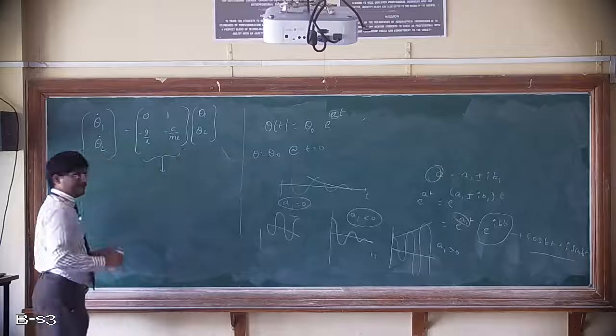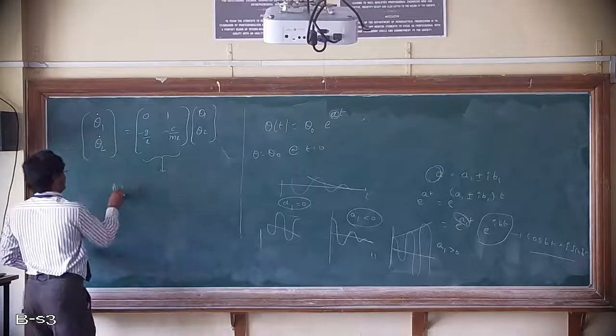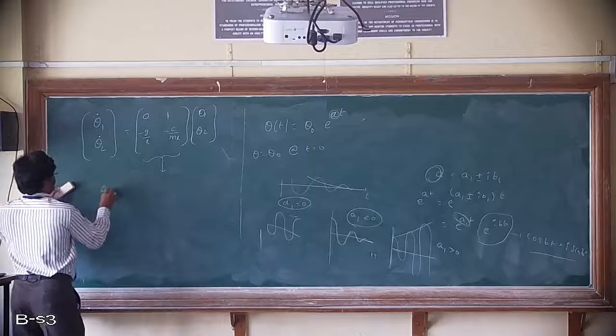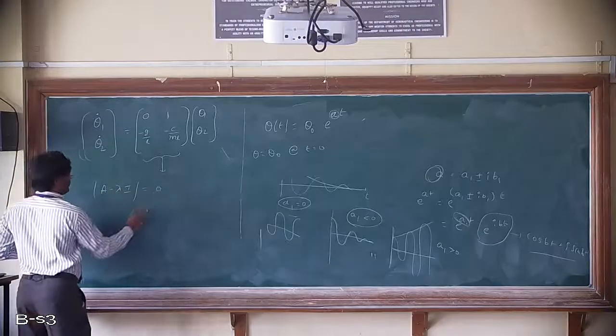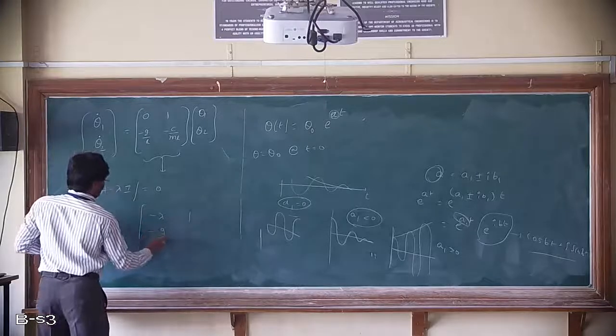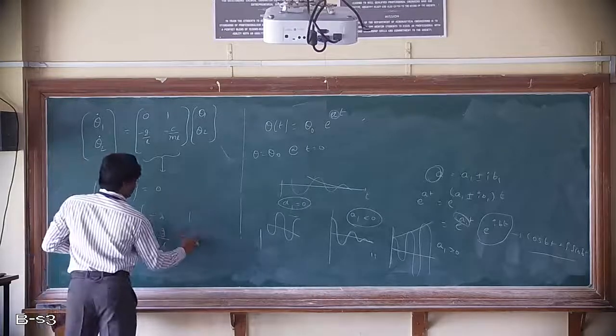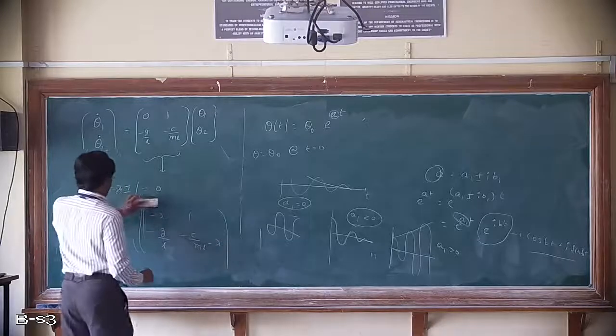What about here? If you see, how will you find eigenvalues? A minus lambda I, right? A minus lambda I mod is equal to 0. So if you take this, minus lambda, 1, minus g by L, minus c by ml minus lambda, okay, sorry, mod.